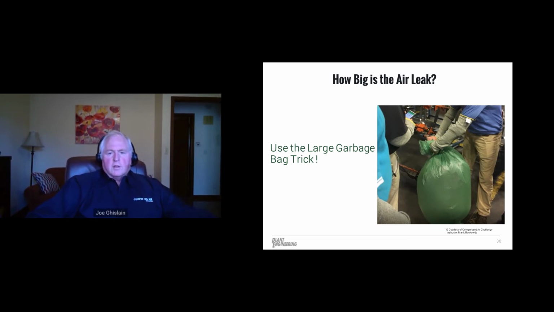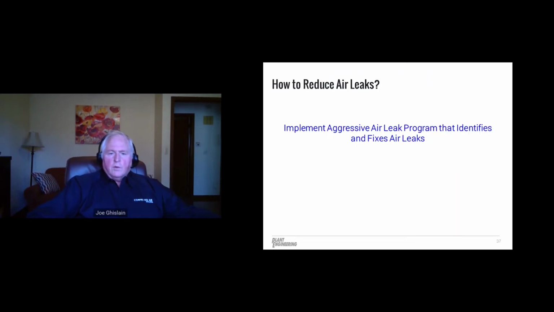If you're not sure, though, you can use the old garbage bag trick. You basically take a 25-gallon garbage bag, and if you can put it around that leak, you time how long it takes to fill up. Then you can calculate how much that leak is. So again, there are some down and dirty, easy ways to estimate when you're doing this.